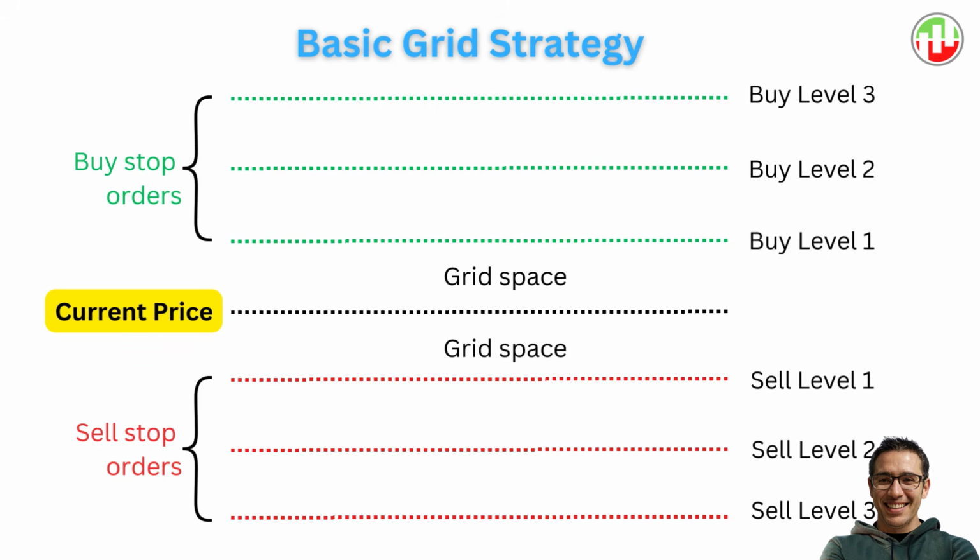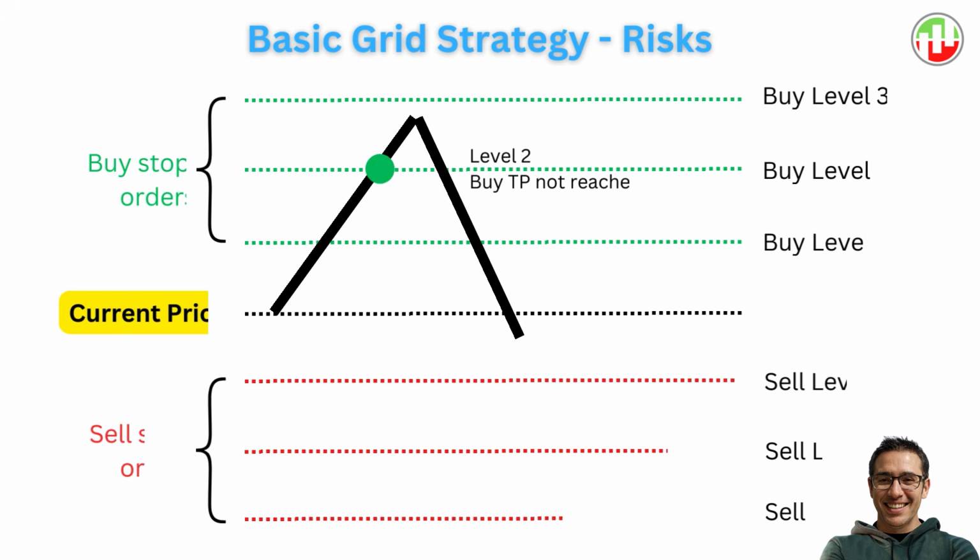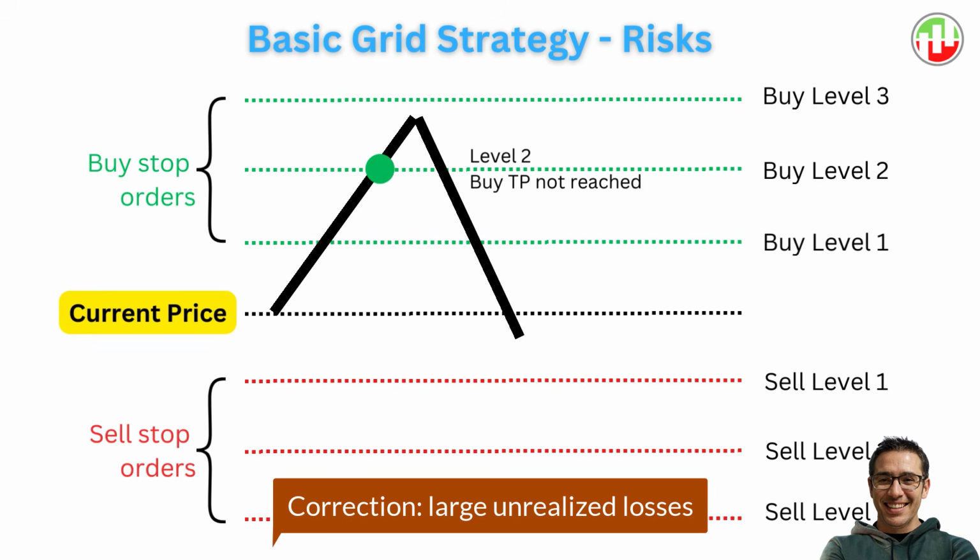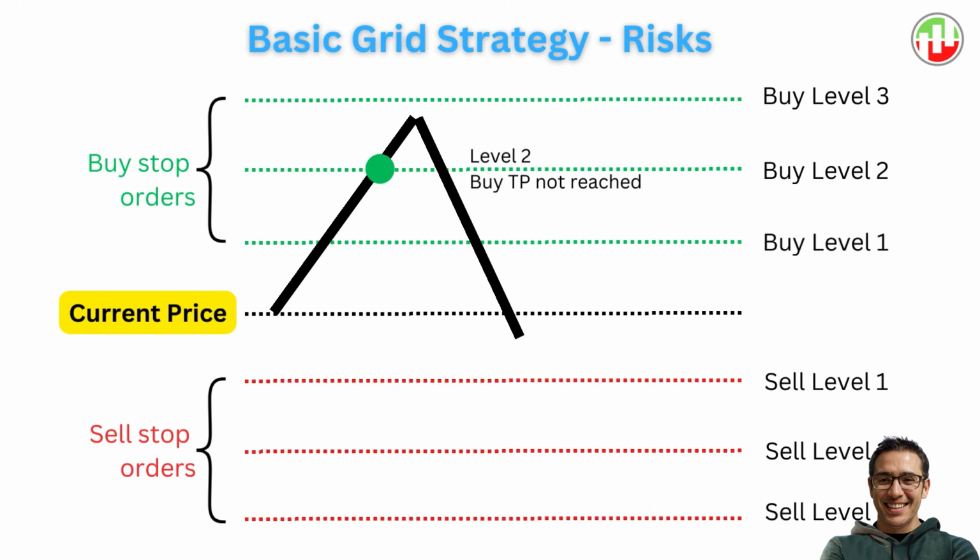But there is a risk. The price could go in one direction activating our pending orders, but the price may reverse without reaching the take profit of the last activated order. In this case, we may accumulate large, unrealized gains. Basic grid trading is more suitable for ranging markets. In a ranging market, the price fluctuates within a relatively narrow range without establishing a clear trend in either direction, and therefore you have a better chance to complete all orders on take profit.